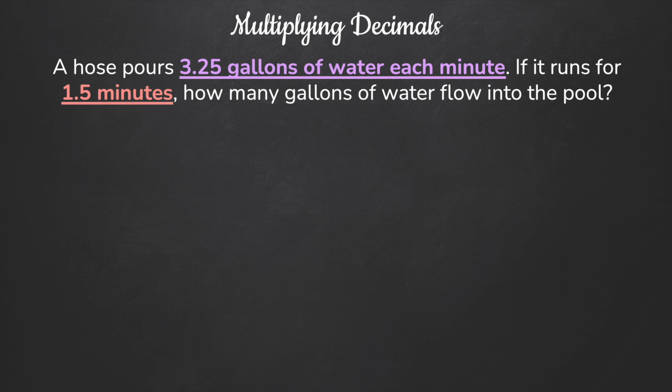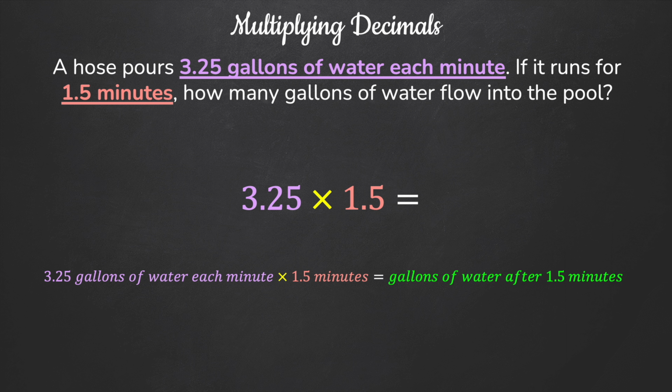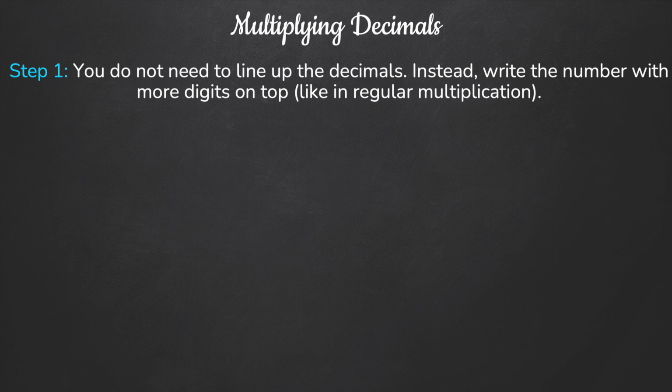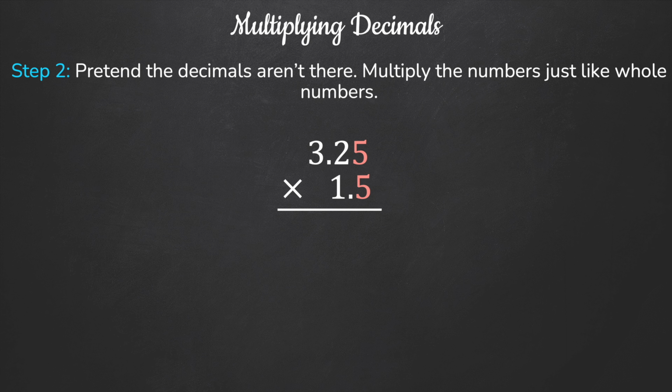In order to figure out how much water flows, we are going to go ahead and multiply. We're going to take the amount of water that the hose pours each minute, multiply it by the number of minutes to figure out how much total water we're going to have. So to start us off, again, we do not need to line up the decimal points. We're going to write the number with the most digits on top, and then we're going to multiply. We're going to treat this like it were whole numbers and ignore the fact that there are decimals there.